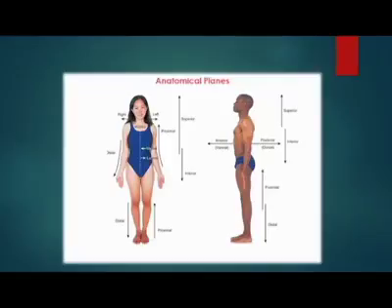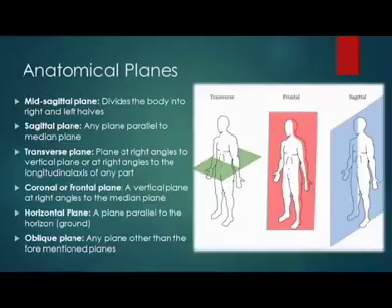Anatomy for radiographers, Part 1. Anatomical planes: mid-sagittal plane, transverse plane, coronal or frontal plane, horizontal plane, oblique plane. The first one, mid-sagittal plane, divides the body into right and left halves. Second one is sagittal plane. Any plane parallel to median plane, that is sagittal plane.